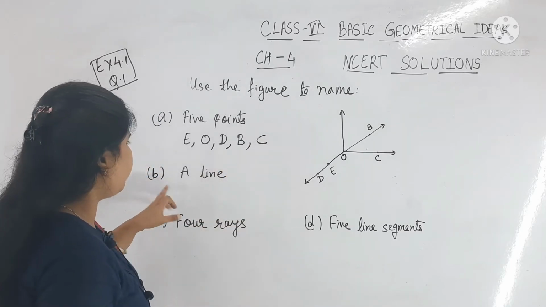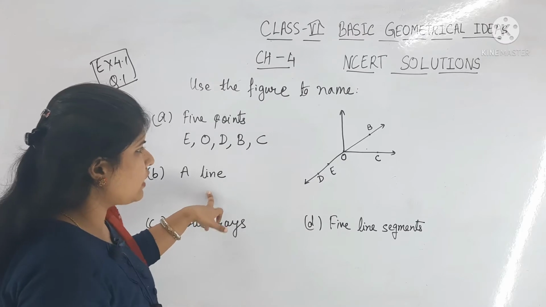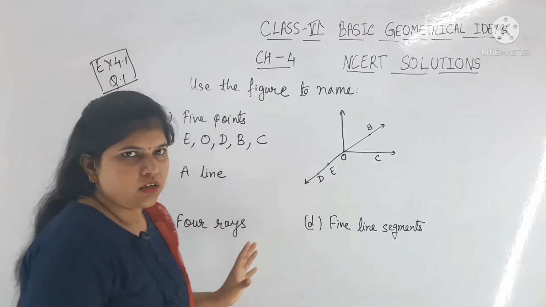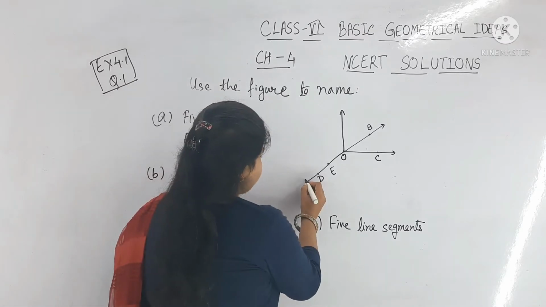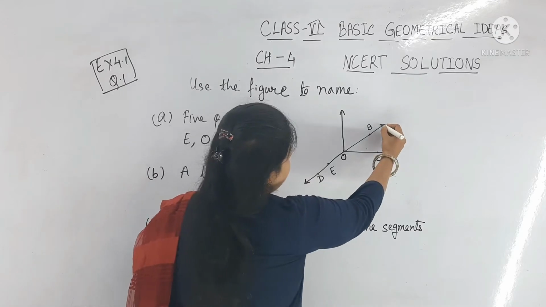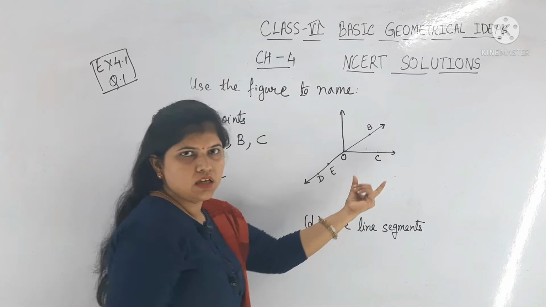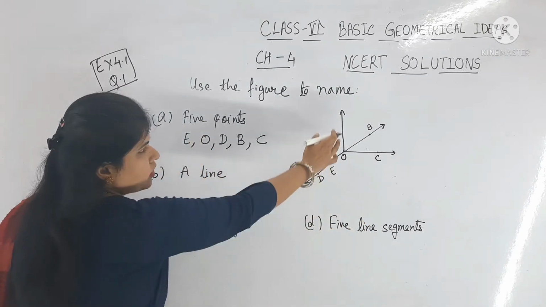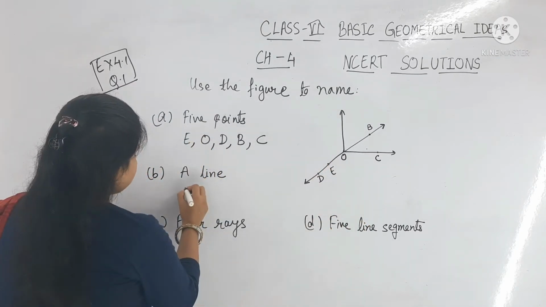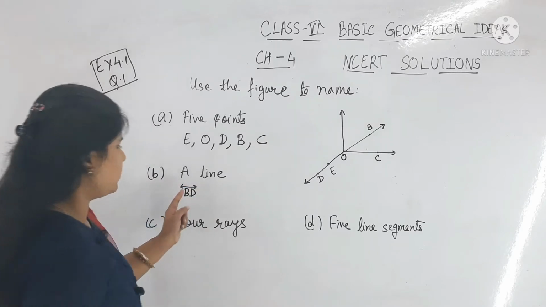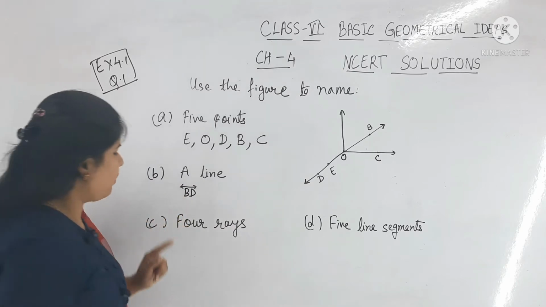Now come to the B part, that is a line. We know that a line has the extended form, and at the ends we have the arrow. So here you can see BD is a line, with arrows. So this is BD. In the above you have to mark like this. This is the mark of a line.